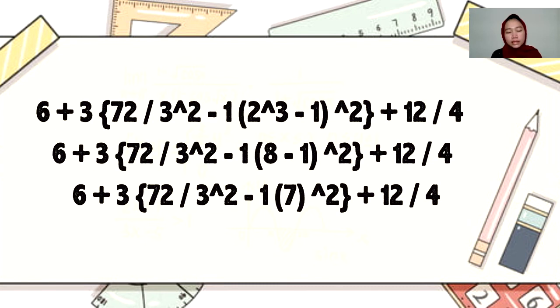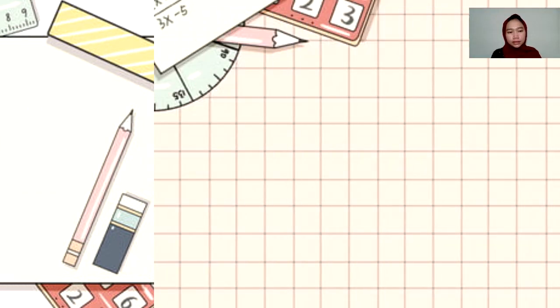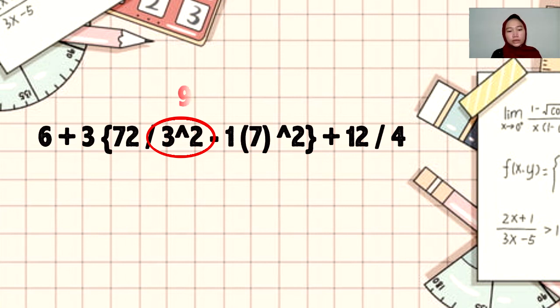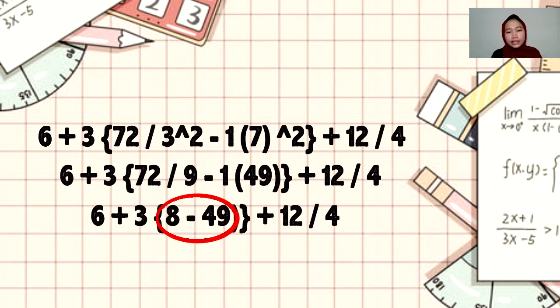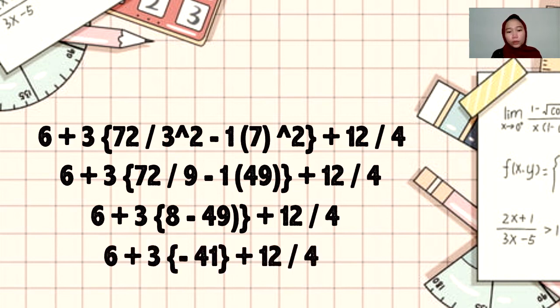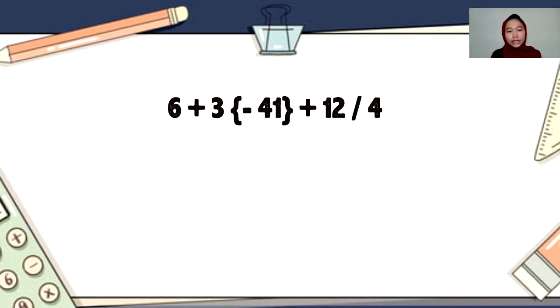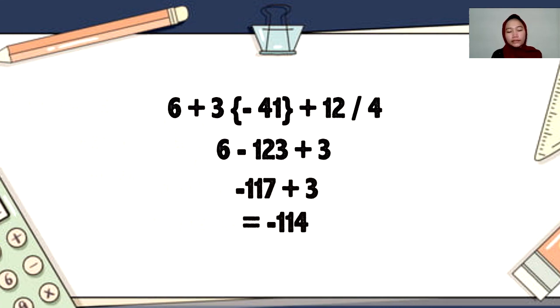Now, I use PEMDAS on the next level of grouping. I square the 3 which is equal to 9, and so is 7 squared, which equals 49. Next, I divide 72 by 9 and multiply 1 by 49 and so I get 8 and 49. I then subtract them to get the answer in the grouping, hence I come up with negative 41. Ignoring the addition, I multiply negative 41 by 3 and divide 12 by 4. Thus, I arrive at this expression. Last, I complete the addition and subtraction from left to right, and so I have negative 114 as my final answer.